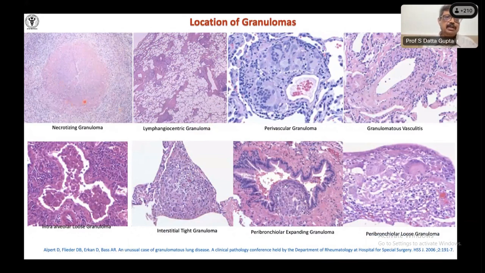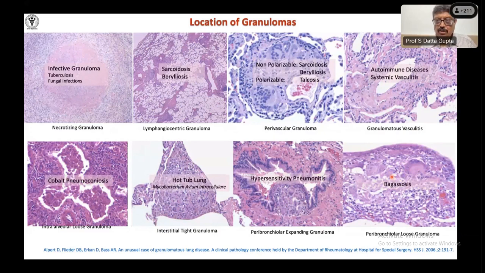For example, in the lung, if you get necrotizing, it's always an infection: tuberculosis in our country, in addition, it may be fungal. Lymphangiocentric or next to bronchial markings, likely to be sarcoid. Perivascular, majority giant cells with some talc-like material, think of talc granulomas. If it is in the vessel wall, it's a granulomatous vasculitis. Within the alveoli, it may be intra-alveolar granulomas. Within the interstitium, if it is in the peribronchial area, expanding and closing the lumen. And if it's peribronchiolar, which is loose, you have a different etiology.